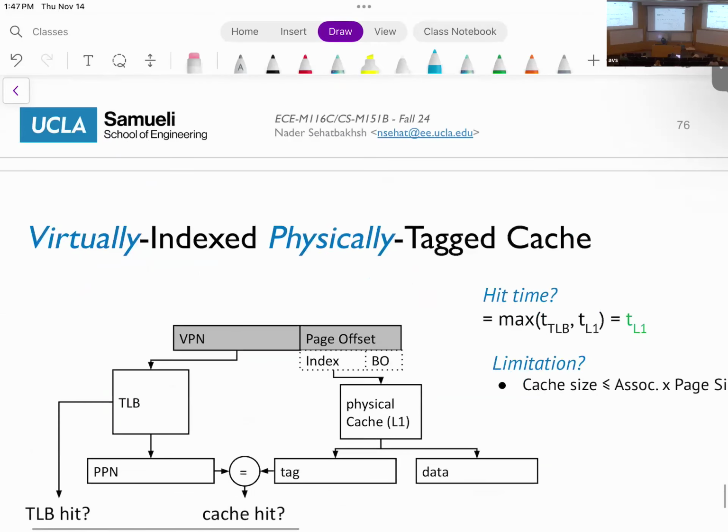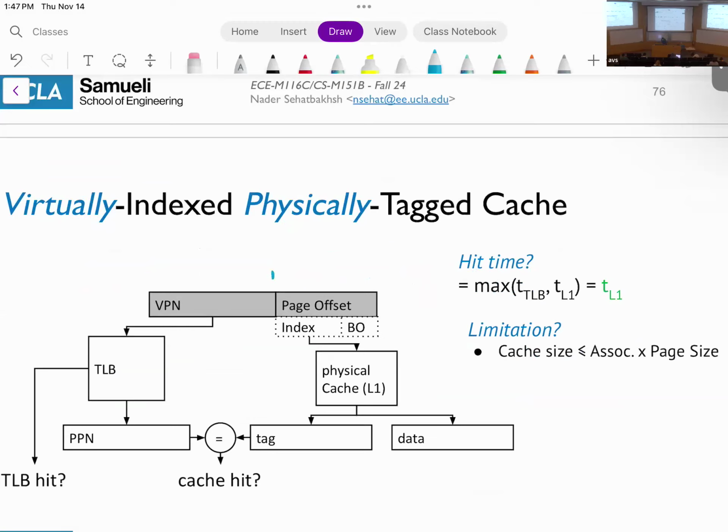What is the criteria for this? The criteria is that the number of index bits that I have should not exceed the page offset bits. I cannot have a big cache whose index bits are more than the number of page offset bits. So for example, if I have 12 bits, at most I can have 2 to the power of 12 different indices. I cannot go beyond that, because beyond that means I need translation, okay?